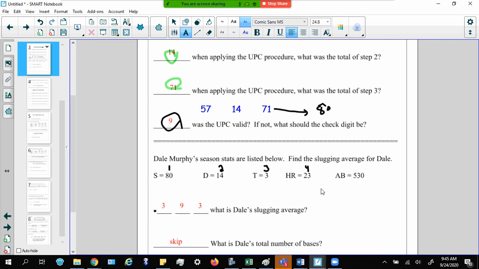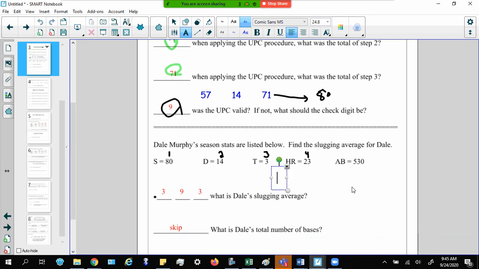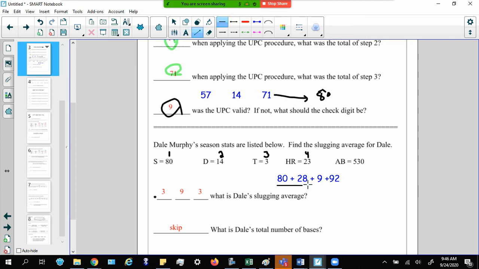So when we start doing this, it's going to be 80 times 1, which is 80, plus 14 times 2 is 28, plus 3 times 3 is 9, plus 23 times 4, I want to say 92. Yeah, I think I'm right on that. And then I'm going to divide all this by 530.